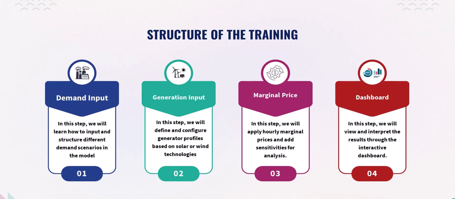The third step, which is the final input step, is the marginal price. And in this step, we will apply hourly marginal prices and add sensitivities for analysis. The final part of this model is the dashboard, and in this step, we will view and interpret the results through the interactive dashboard. Now that we have reviewed the flow of this training module, we will formally begin the hands-on session on the Excel-based volume transaction model.